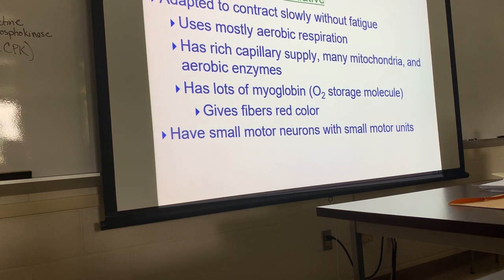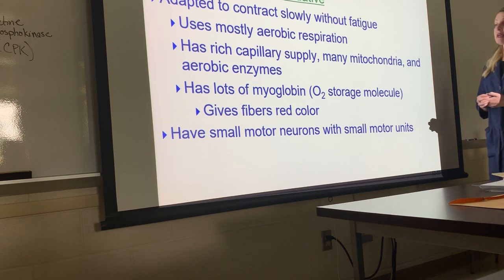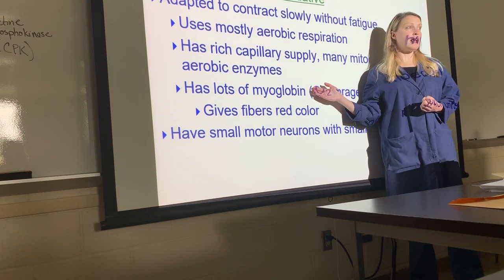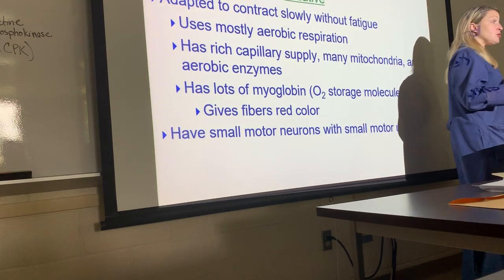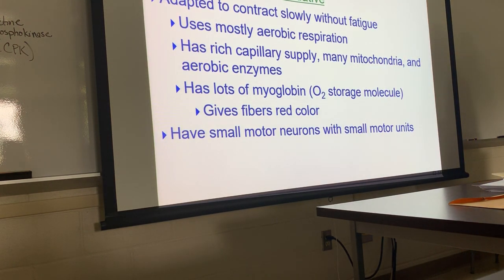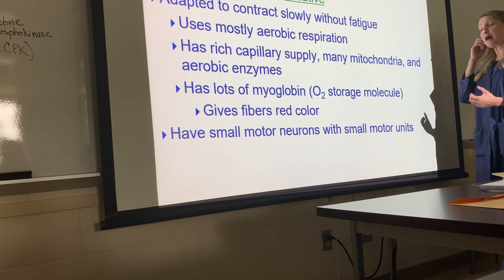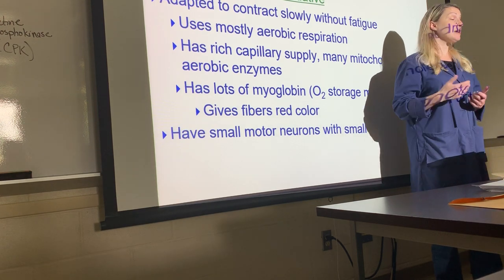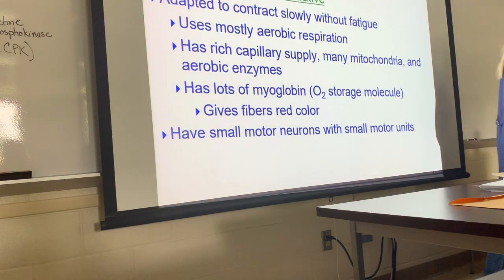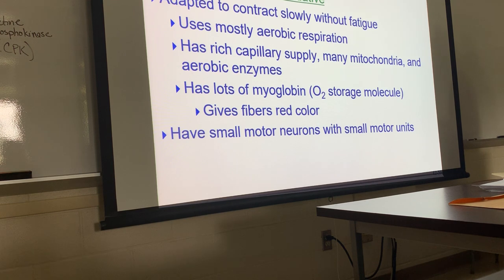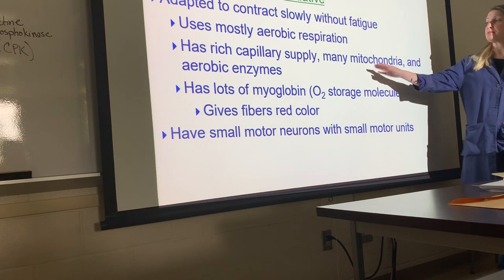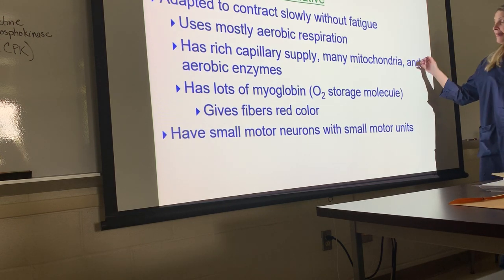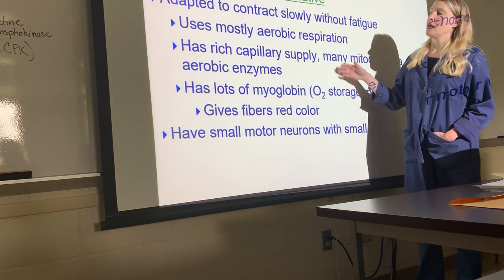They're red because they have a lot of myoglobin, which is like hemoglobin in the sense that it carries oxygen. It also has a red pigment associated with it. So it has a lot of myoglobin, which means it can produce energy aerobically through aerobic cellular respiration. And that's why it takes longer to fatigue, because it can make its energy very quickly. It has a rich capillary supply, a lot of mitochondria, and aerobic enzymes.